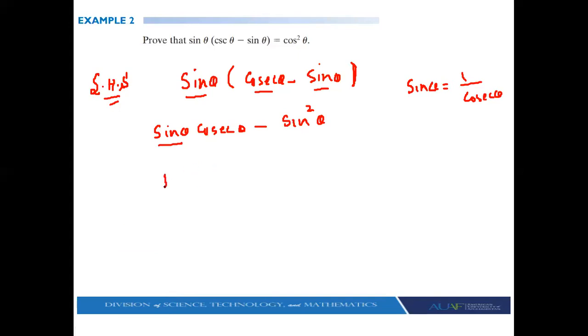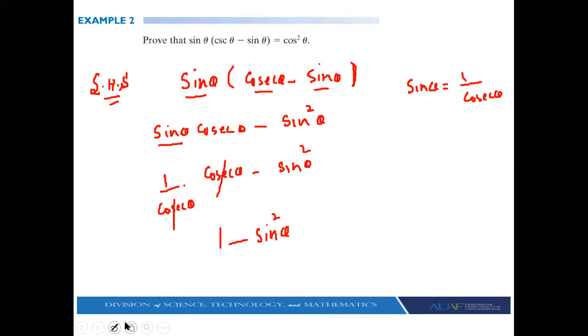We have 1 over cosecant multiplied with cosecant minus what? Minus sine square theta. So cosecant cancels with cosecant. We have only 1 minus sine square theta.